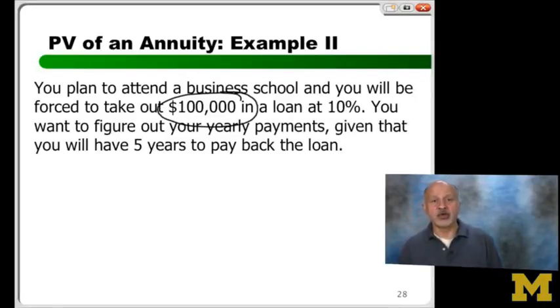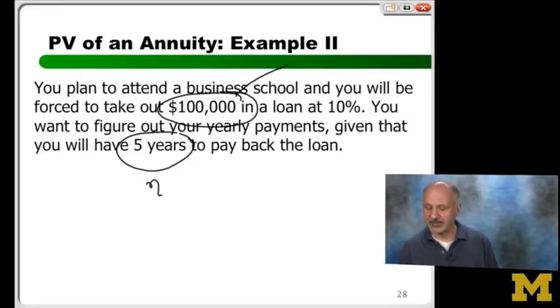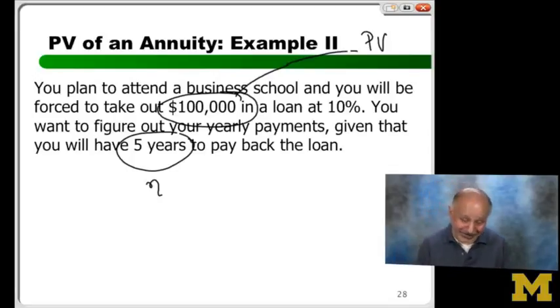Anyway, you want to figure out your yearly payments given that you will have 5 years to pay back the loan, right? So what do I know? We call this N. We call this what? PV, FV, PMT. Well, we call it PV. Why? Because when I walk out of the bank with $100,000 of loan, I have the money today. But what do I have to do? In this case, pay a hefty 10%.